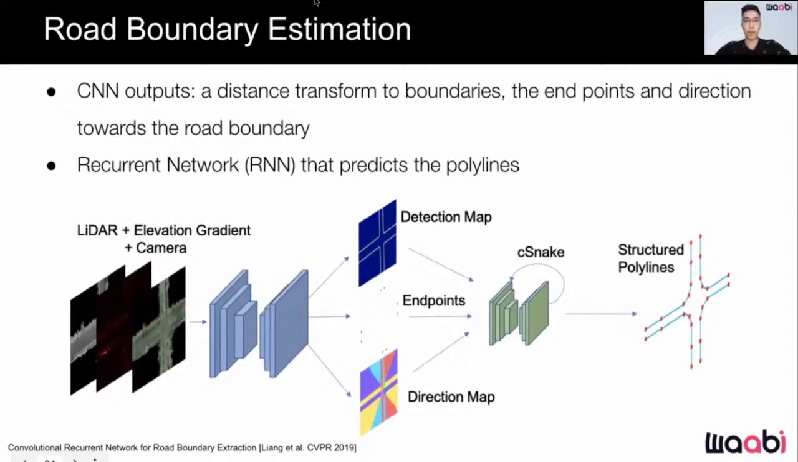Firstly, an inverse distance transform image that encodes the relative distance from each pixel in the image to the closest road boundary pixel. Secondly, an endpoint heat map, which is the probability that a pixel is the endpoint of a road boundary. And finally, the road boundary direction map, which encodes the normal direction towards the closest boundary. Finally, these 3 feature maps are fed into a convolutional RNN, which iteratively attends to rotated regions of interest in the image and outputs the vertices of a polyline corresponding to a road boundary.